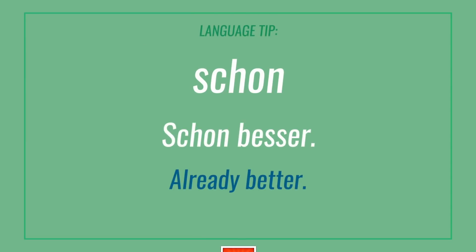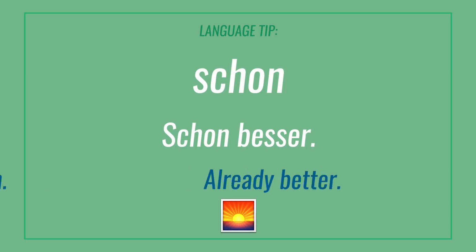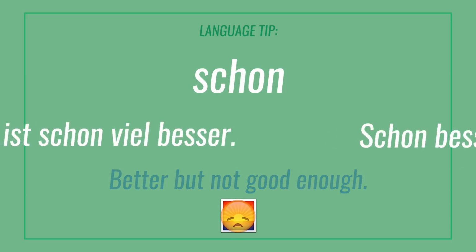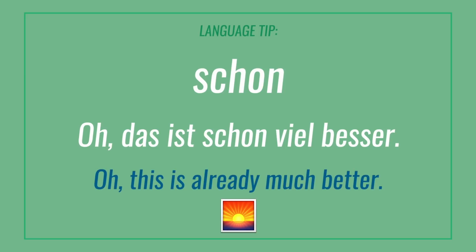You can also use this phrase, schon besser, which literally means already better. You may hear this, for example, if you receive feedback on something like a project or a report, make changes, and then present your changes to your teacher or boss. In this case, they might say, schon besser. This can come across in different ways depending on how it's said. A slow curt schon besser, emphasizing the schon, can come across as better but not good enough. But a friendly oh, das ist schon viel besser sounds much more uplifting and positive and can translate as oh, this is already much better.